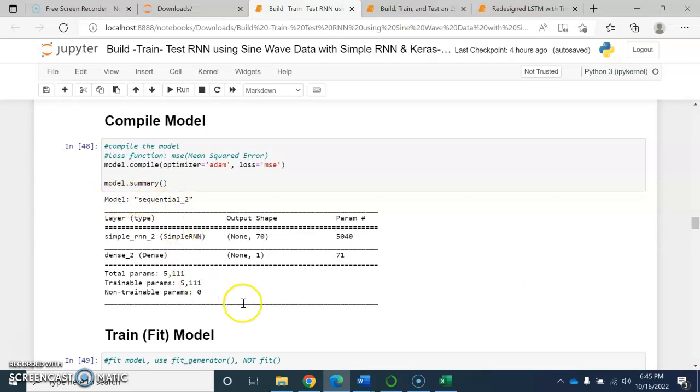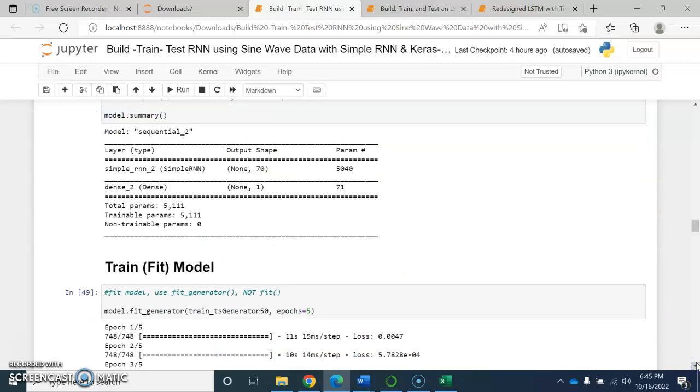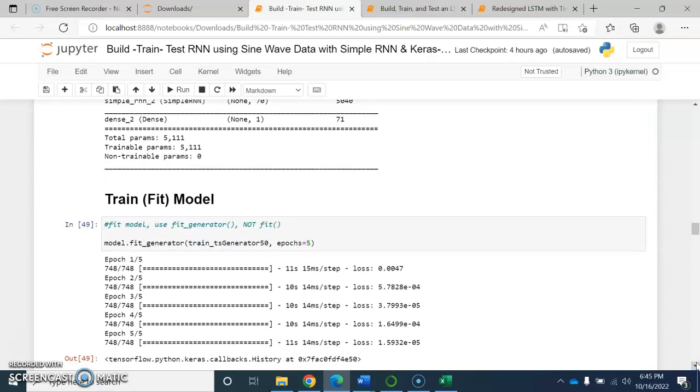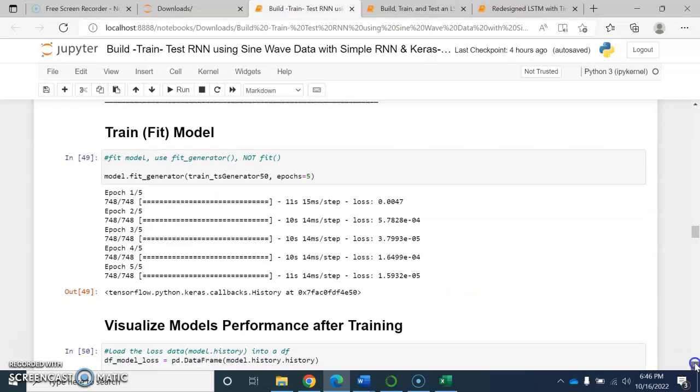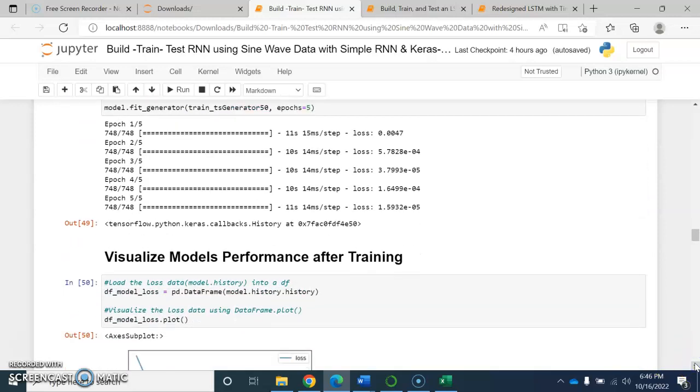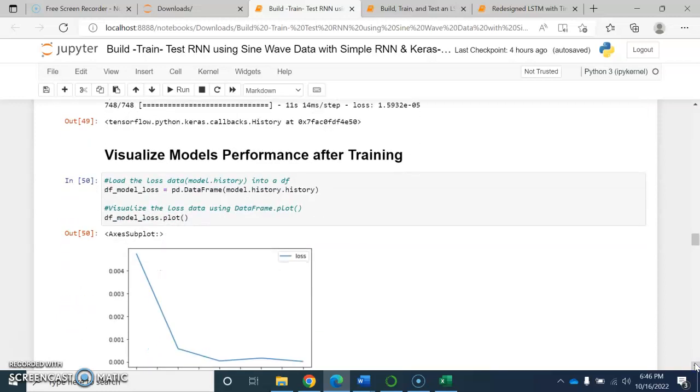Over here it shows the model summary after it has been compiled. And then I fit the model using the training data set, and I ran the epoch or the batch size 5 times. And next we would visualize the model's performance after training. And over here you can see that the final validation loss is a little bit above 0.004.